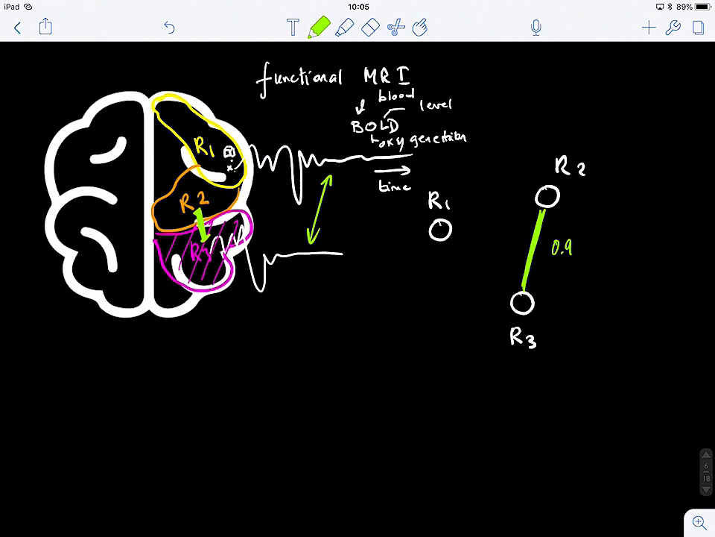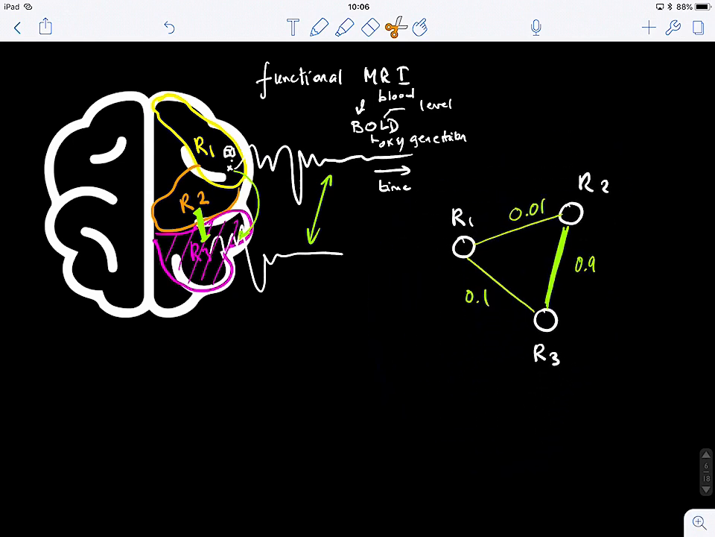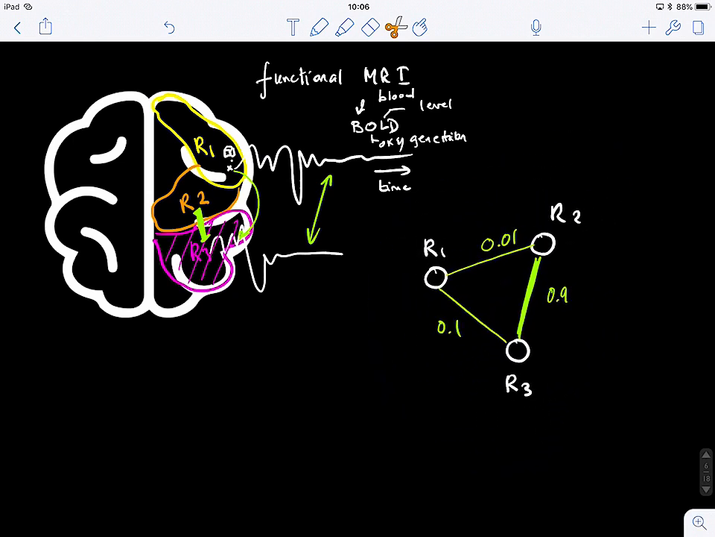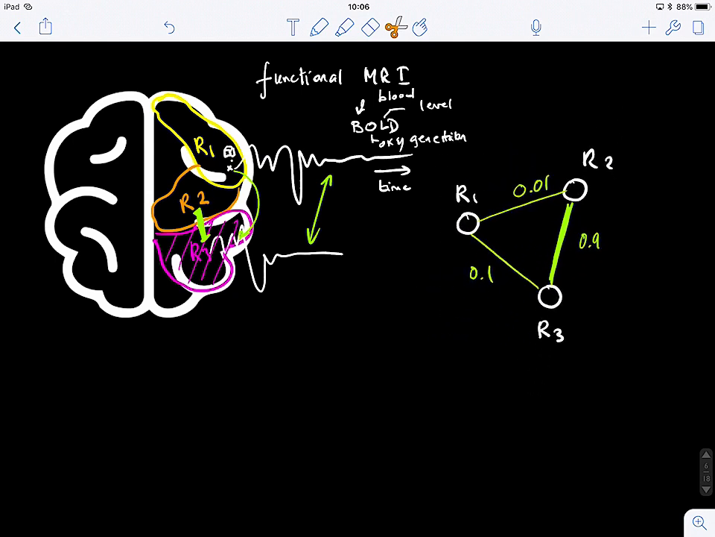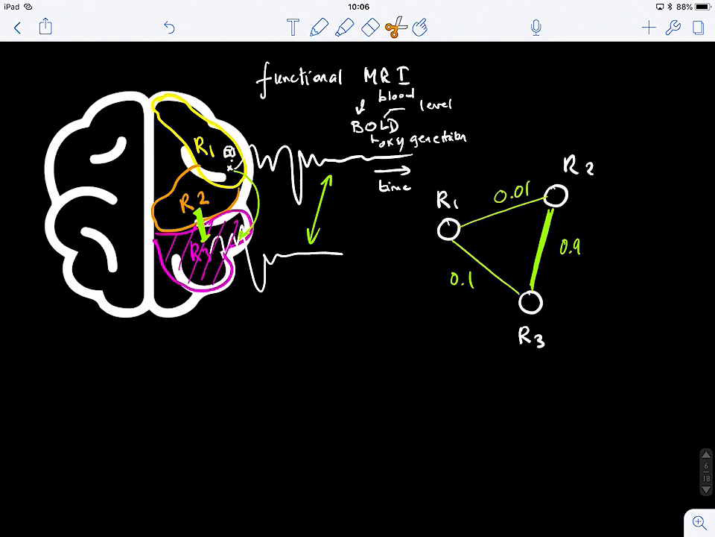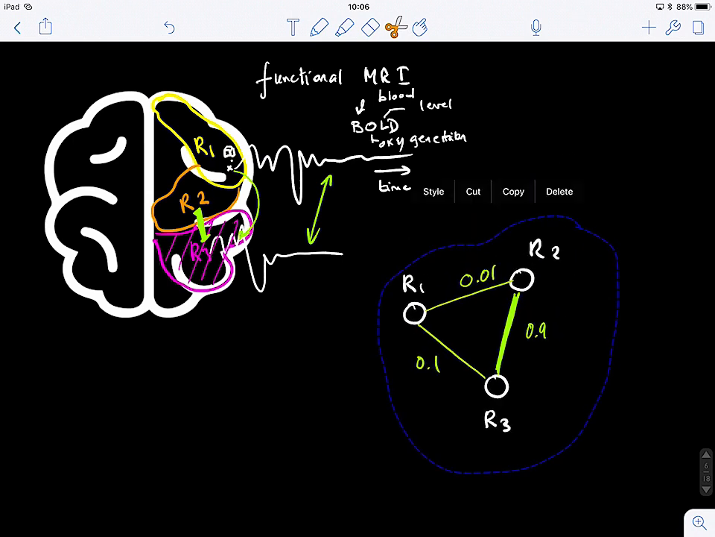While region 1 and region 3 have maybe a very small correlation, of the order of 0.1. And for these two, there is almost no correlation. It's positive, but it's so small. Now, this is very important because it has been proved in many neuroscientific studies that this graph, when we measure it using fMRI, is your fingerprint. It acts as a fingerprint. We can find you amongst millions of brain graphs if we get to measure your brain graph.